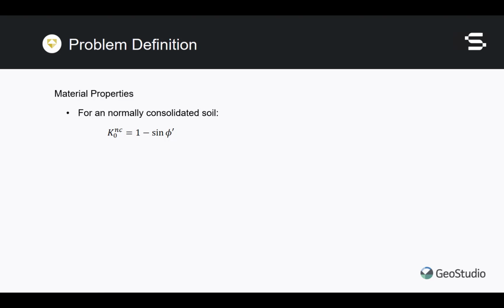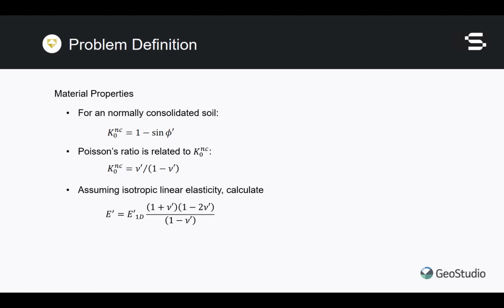For a normally consolidated soil, we can use Jaky's rule to calculate the at-rest earth pressure coefficient, K0 NC, as 1 minus the sine of the effective friction angle. Conveniently, we can then back calculate Poisson's ratio using the relationship shown here. With Poisson's ratio and the 1D elastic modulus known, we can calculate the general isotropic linear elasticity, E prime, according to this relationship shown here.